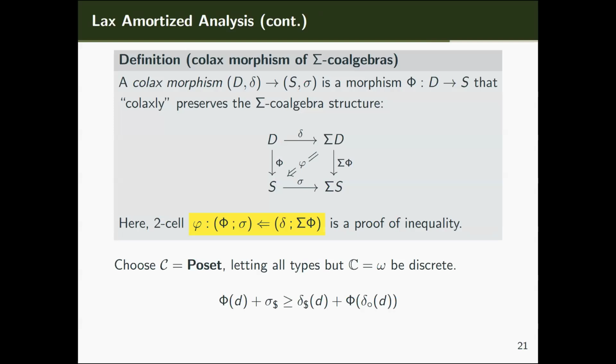So instead of having a coalgebra morphism like before, now we have a colax coalgebra morphism, which just means the square doesn't commute, but it commutes colaxly. If you think that you're in a poset, which is the common case, and you pick the cost model to be the natural numbers ordered by inequality, then you get the same condition as before if you do the same development, but now you have a greater than or equal to instead of an equal to, which is pretty good.